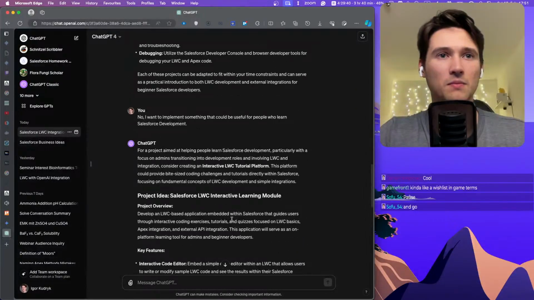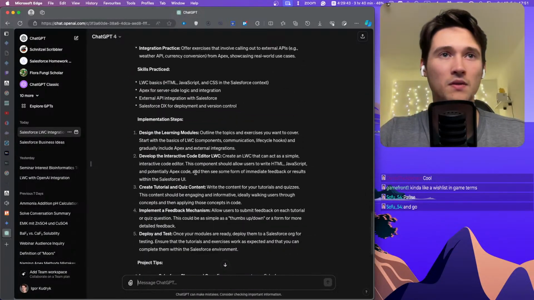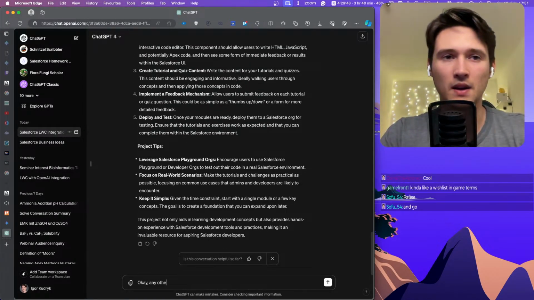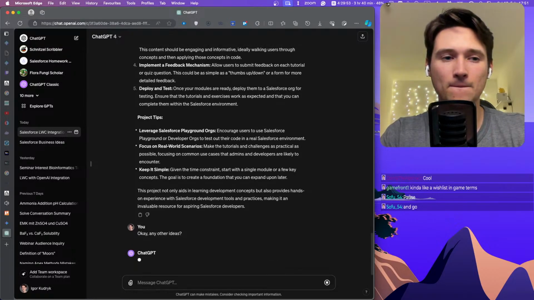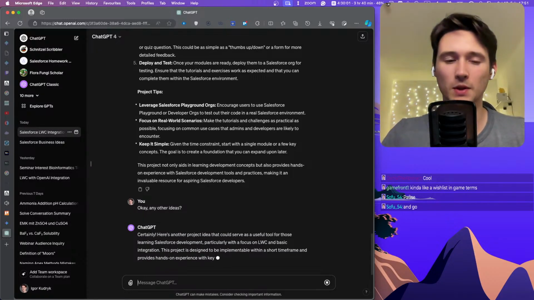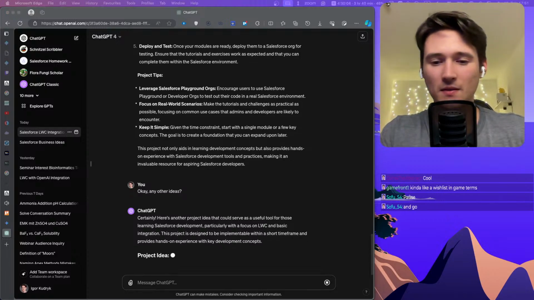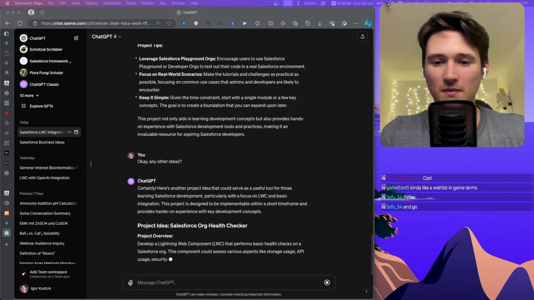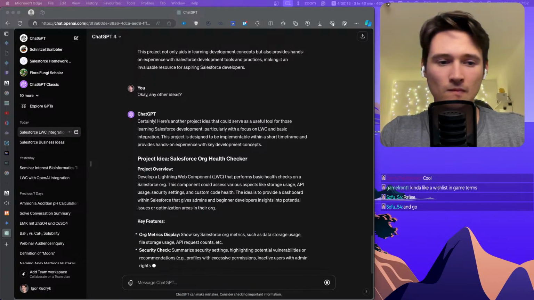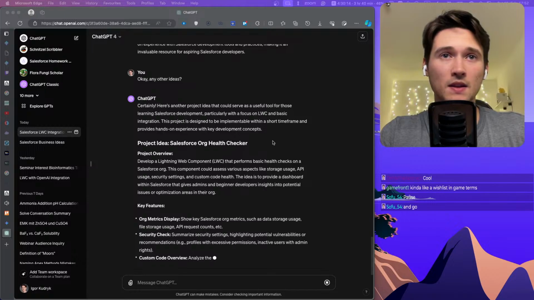Okay, what ChatGPT says. Learning module, okay, it's good. Okay, any other ideas? I have an idea in mind, but if they're not gonna propose any other ideas, then I'm gonna just reveal the idea that I have in mind. But I still wanna see if maybe they gonna come up with something. Salesforce org health checker. Okay.